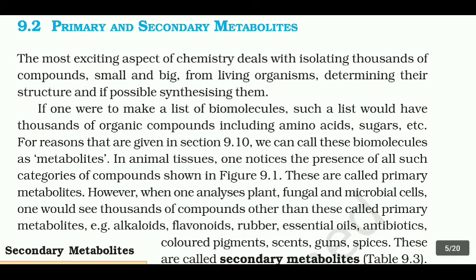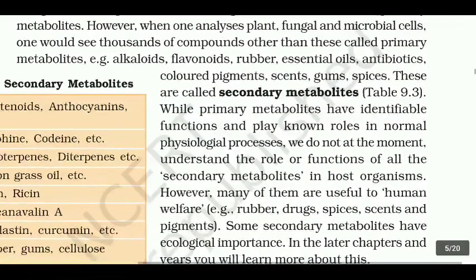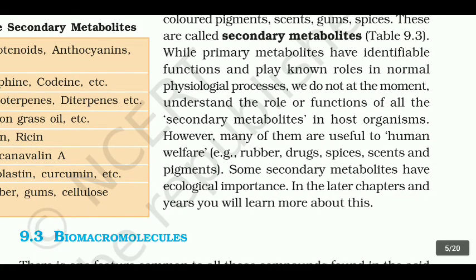However, when one analyzes plant, fungal and microbial cells, one would see thousands of compounds other than these primary metabolites. Examples: alkaloids, flavonoids, rubber, essential oils, antibiotics, colored pigments, essences, scents, gums, spices. These are called secondary metabolites, while primary metabolites have identifiable functions and play known roles in normal physiological processes. We do not at the moment understand the role or functions of all the secondary metabolites in host organisms. However, many of them are useful to human welfare. Examples: rubber, drugs, spices, scents, and pigments. Some secondary metabolites have ecological importance. In later chapters and years, you will learn more about this.